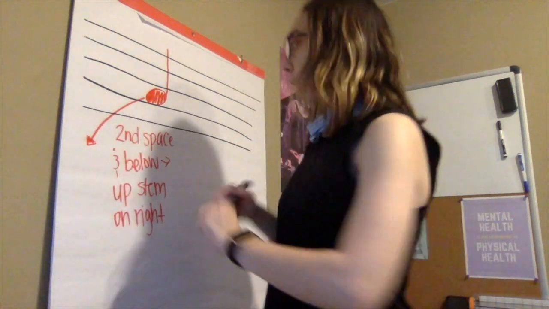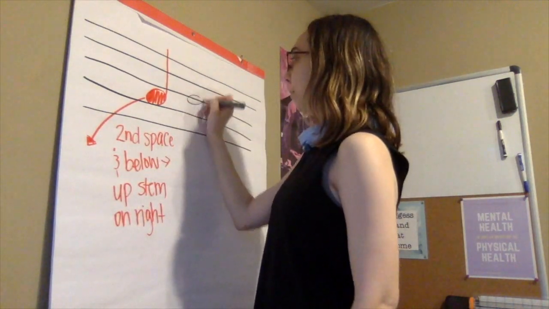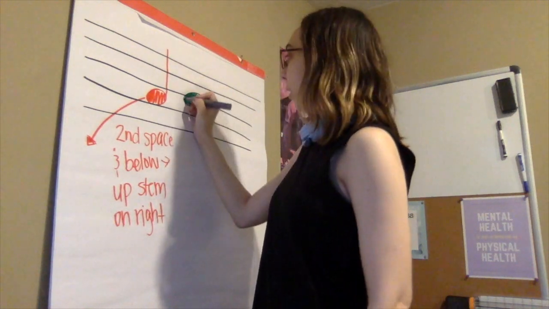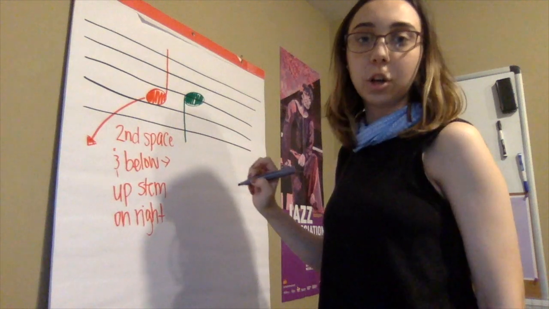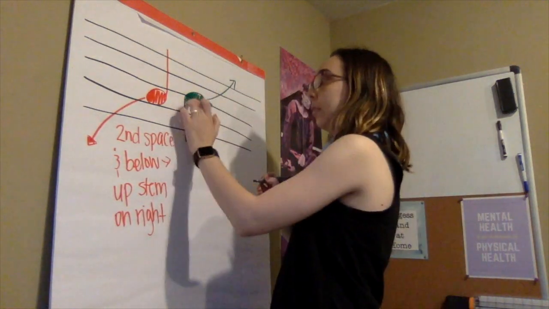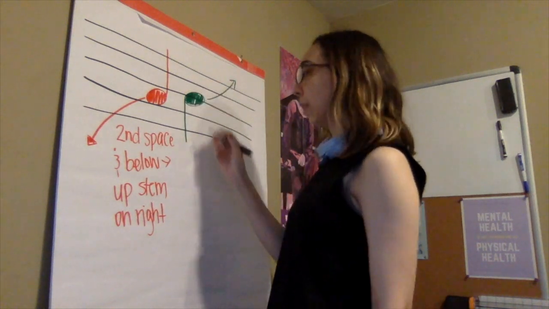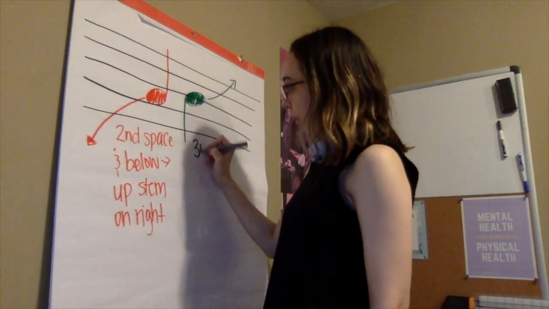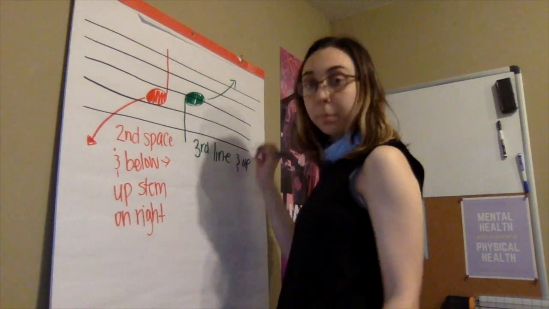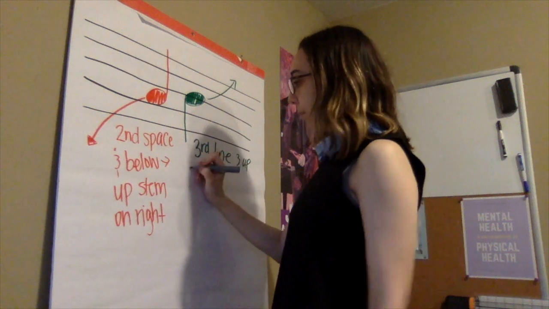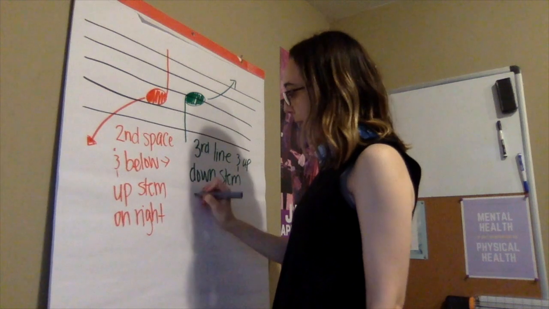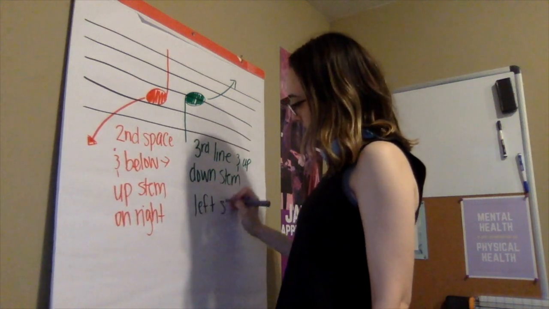Now, next one would be this third space, B if we're in treble clef, or D if we're in bass clef. If you are on this third line or above, even above the staff, the stem is down and it's on the left side. So third line and up, that includes above the staff, like I just said. The stem faces down and it's on the left side of the note head.